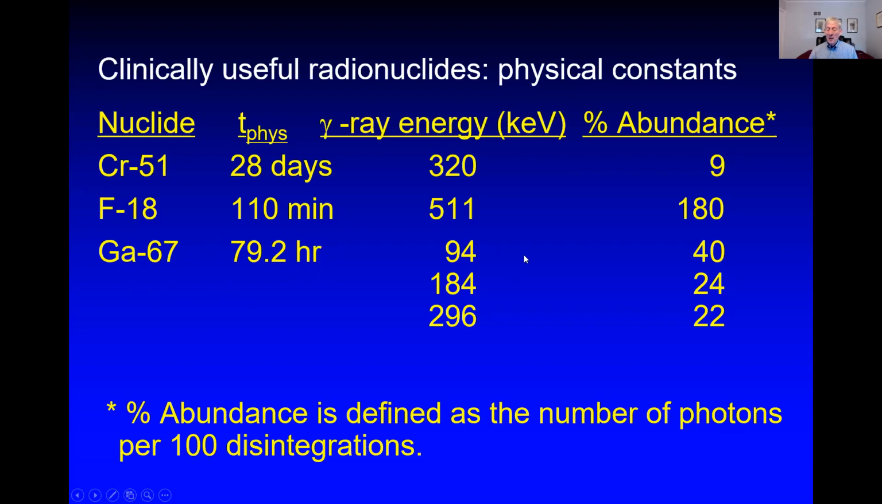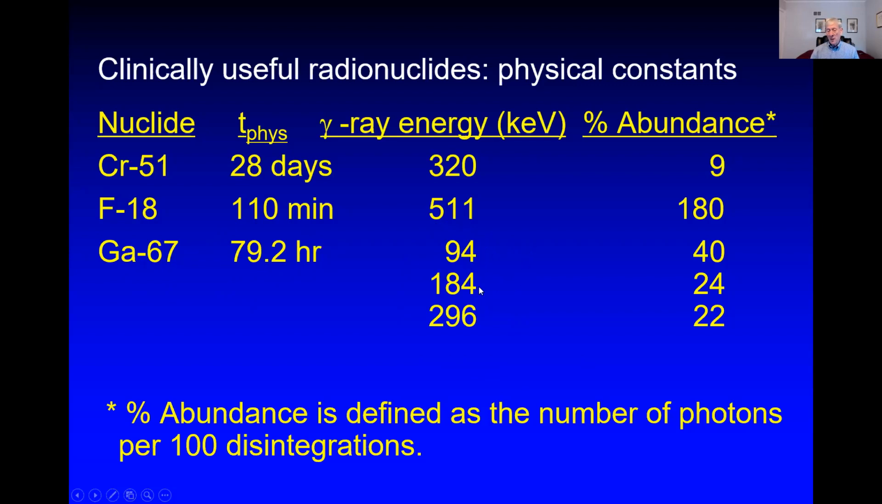And you'll note here that there are 3 different energies coming out of gallium. Which ones do we like? We like 94 and 184. 94 is pretty close to the bottom of the ideal range of 100, still pretty good quality.